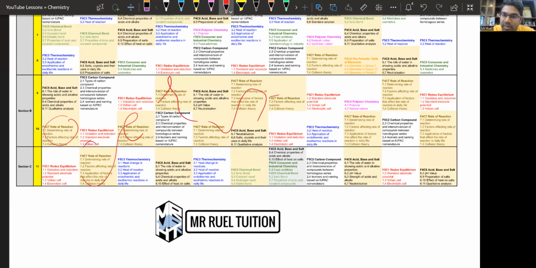So you can see very clearly, section B and C, rate of reaction has come out in every paper. Every paper. Okay, in section B and C. Only one it came out in A. Again, this is not prediction. This is only analysis. All right. Doesn't mean it will come out like this.